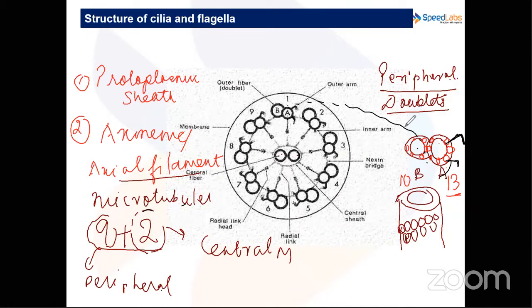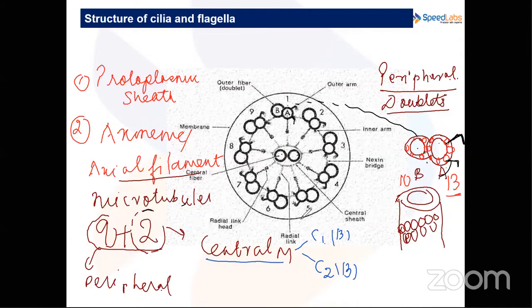Now let us speak about the central one. The central microtubule is also made up of two subunits. We are talking about these central microtubules. I'll take a different color, a blue color, so that you can easily differentiate between them. So the central microtubules are named C1 and C2. Each is made up of 13 protofilaments. Remember, protofilaments are on the wall. So C1 and C2 are made up of 13 protofilaments.